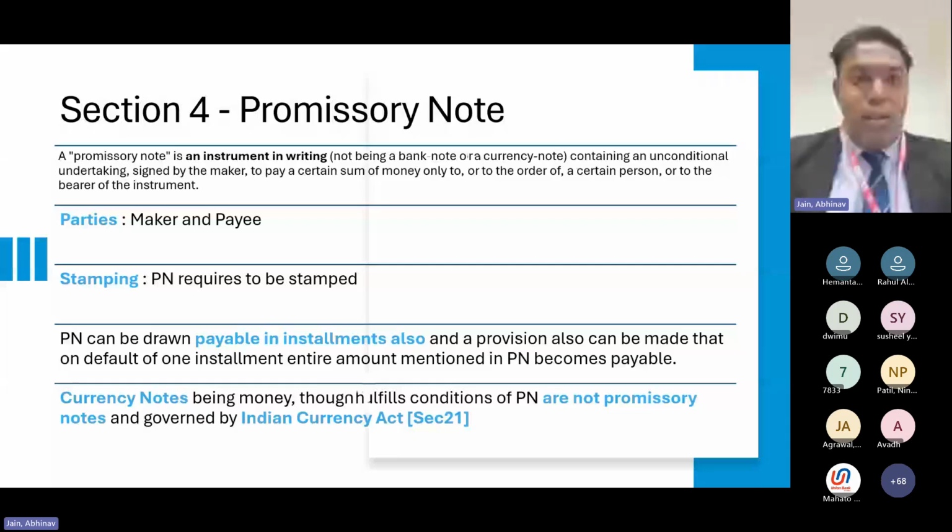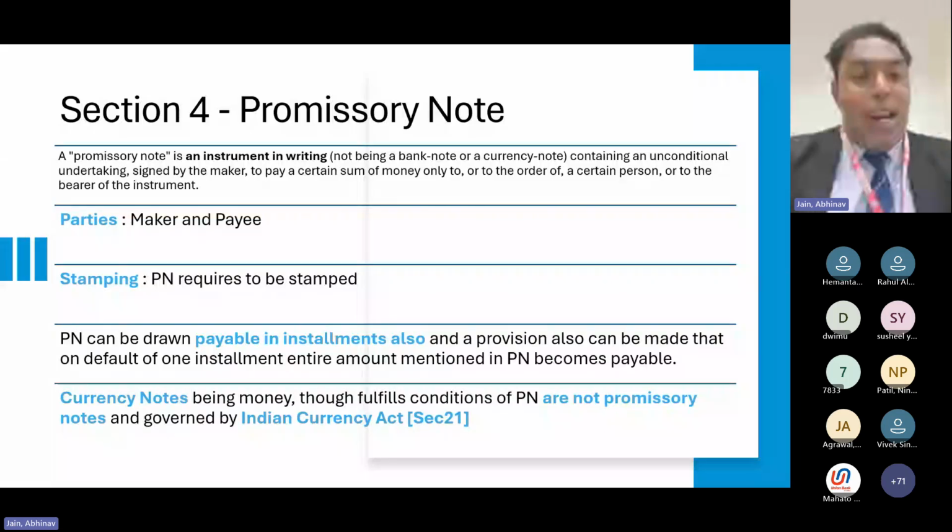The parties involved are maker and payee, and it needs to be stamped. A promissory note can be drawn to be paid in installments, and a provision can also be made that on default of one installment, the entire amount mentioned in the promissory note becomes payable. These are some important features of promissory note which we need to take care of. A question can be asked in any form in your examination, like under which section promissory note is defined, what is the definition of promissory note, what are the parties of promissory note, whether it needs to be stamped or not.